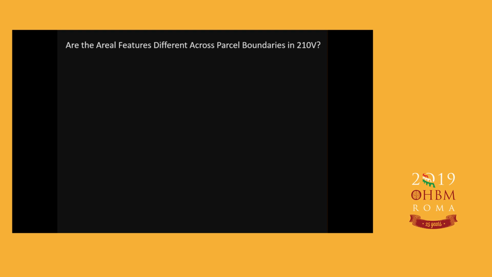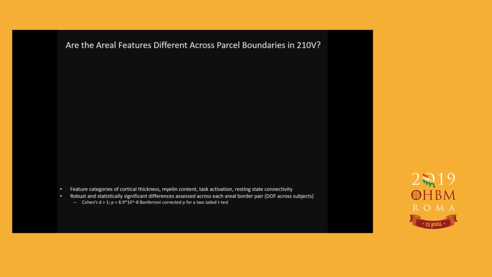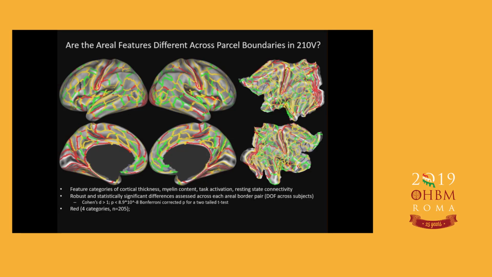So, validation: are these areal features really different in an independent data set that wasn't used for parcellation? We're going to divide the features into 4 categories: thickness, myelin, task activation, and resting state connectivity. And we'll look for robust and statistically significant effects across each areal border pair, and our degrees of freedom for the statistics will be across subjects. We'll use really stringent thresholds here. We'll use a Cohen's d of 1, which is a really big effect size, and then a very stringent p-value corrected for multiple comparisons.